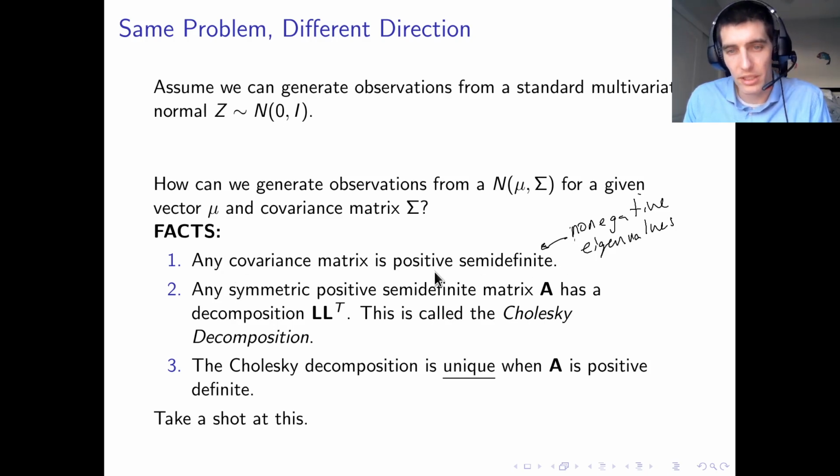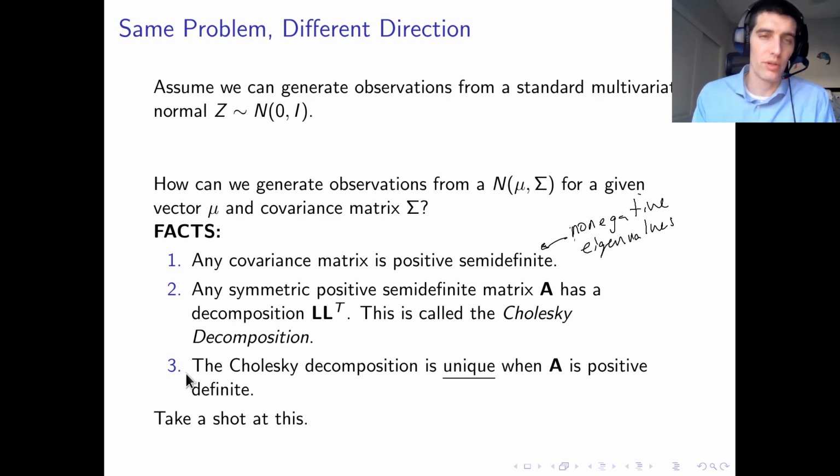For any positive semi-definite matrix, it has what's called a Cholesky decomposition, where we can write A as L L transpose, for some matrix L. There's an additional fact that the Cholesky decomposition is unique when A is positive definite, but we're actually not going to need this.